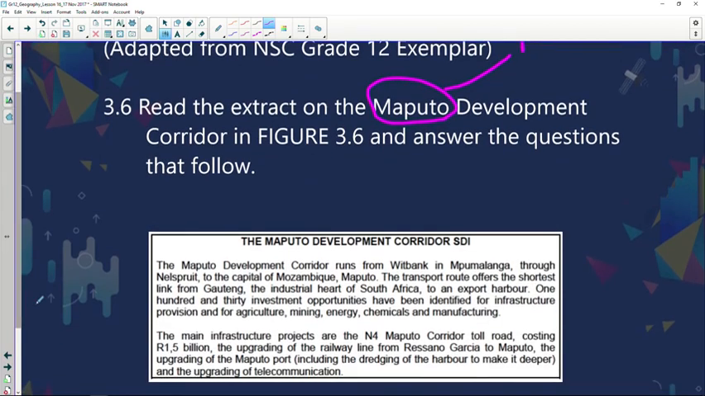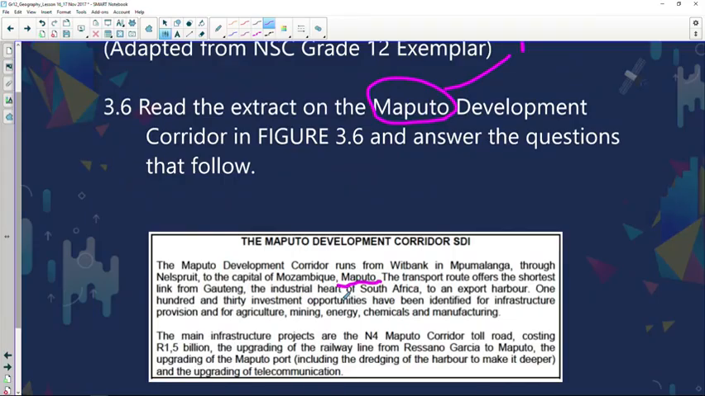Now, the Maputo Development Corridor, or SDI, runs from Witbank, Mpumalanga through to Nelspruit to the capital of Mozambique, Maputo. The transport route offers the shortest link from Gauteng, the industrial hub of South Africa. Now, when we look at the economy of South Africa, we've noticed that our biggest economic hub is the PWV. It stands for Pretoria Witwatersrand Vereeniging. Most of our industries are over there. And it's a link directly from there to Nelspruit, Witbank, and Maputo, the capital of Mozambique.